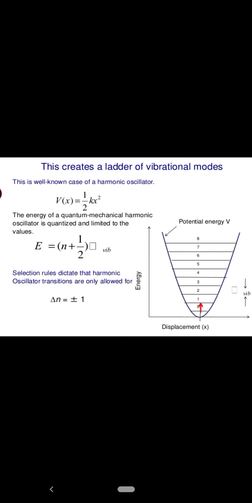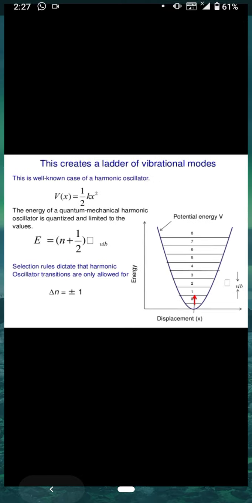We insert this value of potential into the time-independent Schrodinger equation, which is this, and we find the quantized solution for energy. This creates a ladder of vibrational modes. So in case of the harmonic oscillator, the potential is ½kx². The energy of the quantum mechanical harmonic oscillator is quantized and limited to the values E = (n + ½)ħω. Vibrational selection rules dictate the harmonic oscillator transitions are allowed only for Δn = ±1.